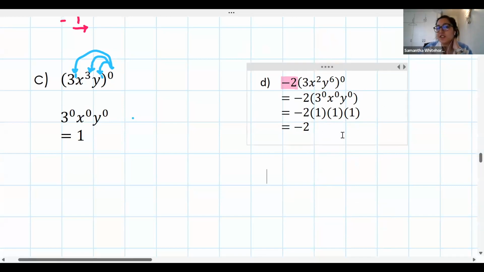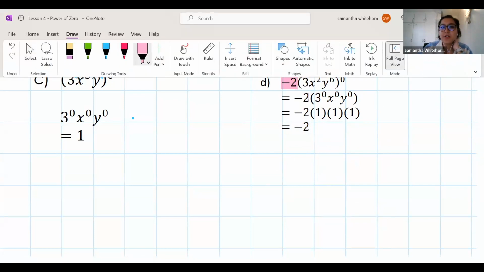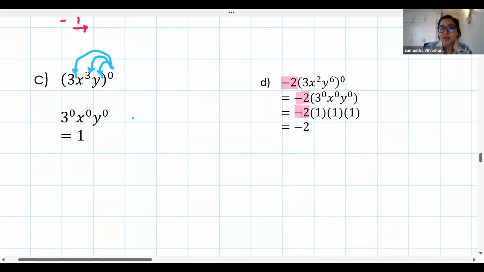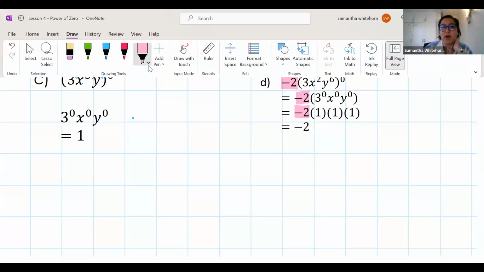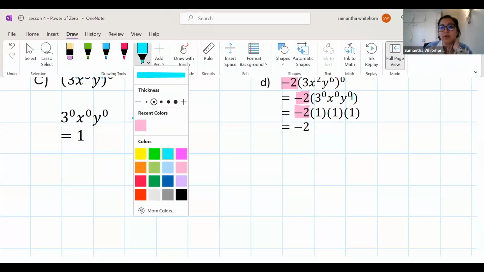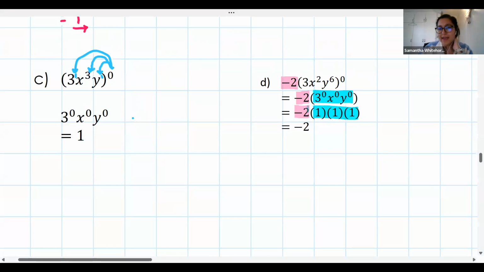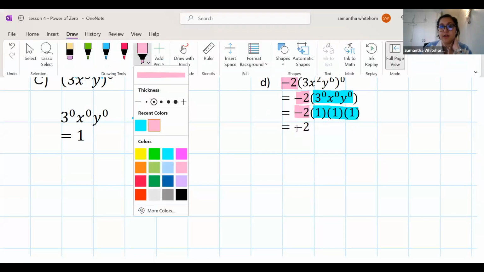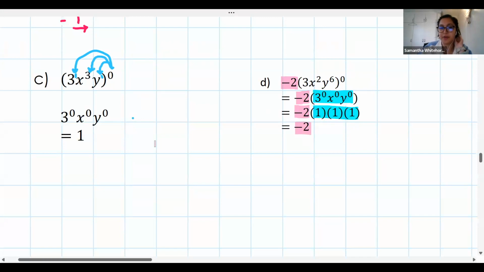Okay, so guys, the difference here was because we had that coefficient, we need to bear in mind that it is not being affected by that power of 0. And so what we saw here was that the whole bracket became 1 because all of these had a power of 0. So they all became 1. And -2 times 1 times 1, I can times that by 1 as many times as I want. I'm still going to be left with -2. And so that is our final answer.